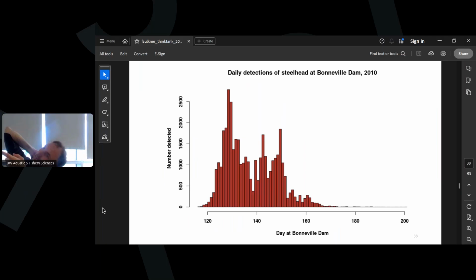These are numbers in 2010 at Bonneville Dam, just so you can see the distribution of fish across the season, starting around April 10th through mid-June.